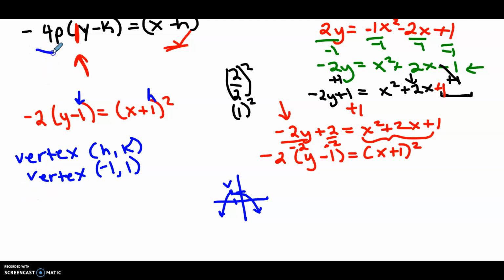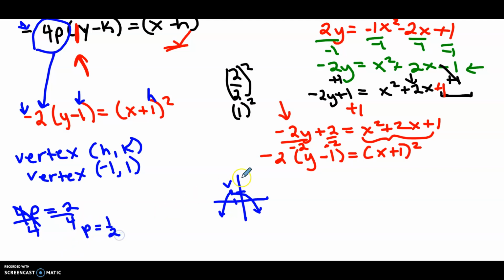Well, 4p is represented by the first number. So you're looking here, the negative just tells me it opens downward. So that is right there, it opens downward. 4p is represented by 2. So I'm just going to say 4p in my equation is equal to 2. So I want to solve for p, and I get that p is equal to 1/2. So p is the units that I need to go away from the vertex, up to get to the directrix in this case, and down to get to the focus.